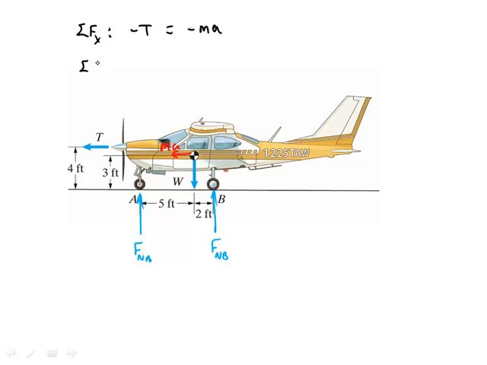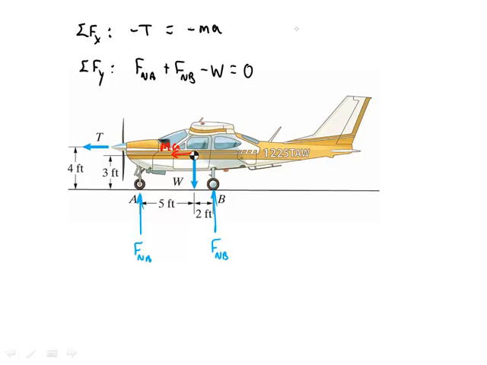And so the sum of the forces in the y direction, notice the acceleration is strictly in the x direction, so I'm not going to have any y component to my acceleration. So the sum of the forces in the y, I have FNA plus FNB minus W, and that's going to equal 0.